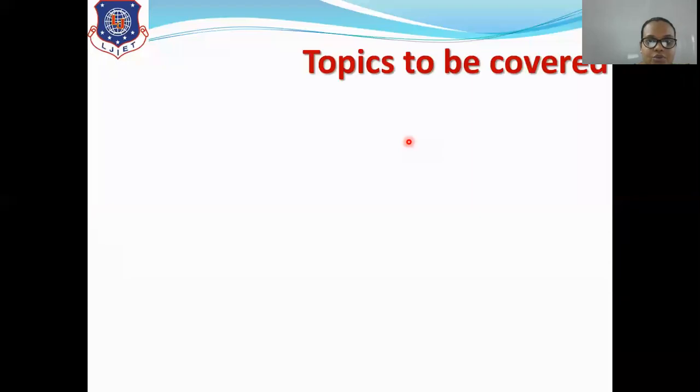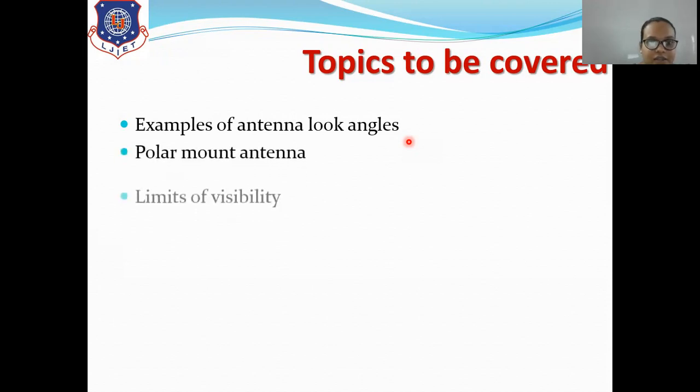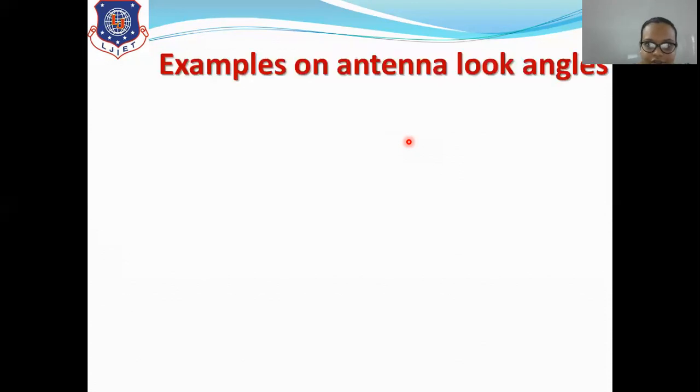Now, the topics to be covered in the following session are, first of all, examples of antenna look angles, on which we have discussed in the last session. Second, the polar mount antenna, and third, the limits of visibility. Now, first starting with the examples on antenna look angles.